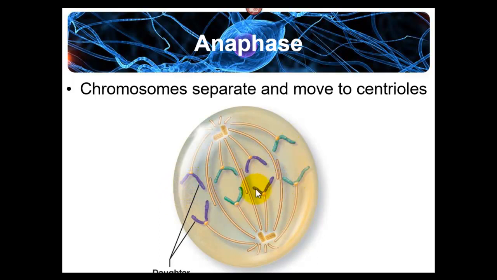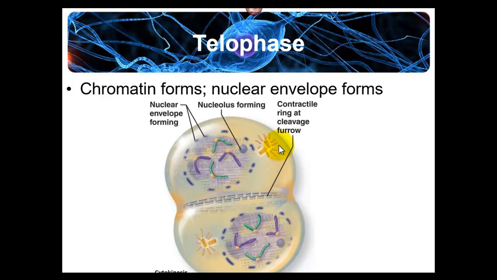Yeah, so each chromatid is now migrating across, and it even says here daughter chromosomes, but each one of these would represent a fully formed chromosome. But yeah, they're called chromatids during mitosis. Telophase. Two main things that happen.